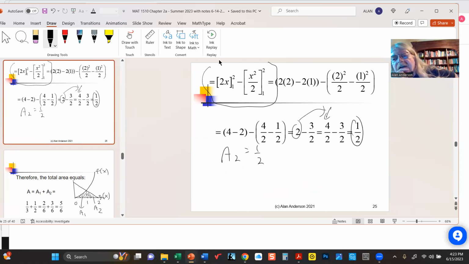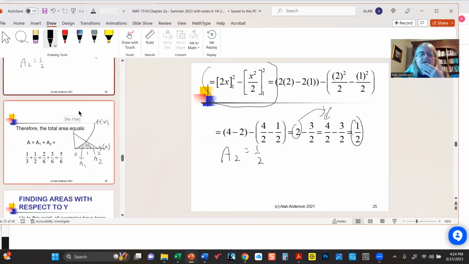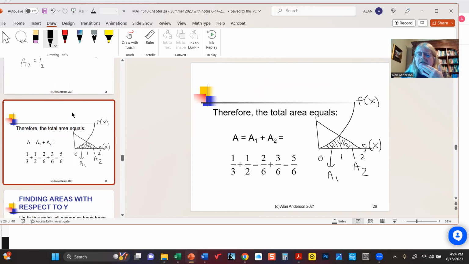Okay, now we just add it together with A1, and the total area that we're actually interested in is the sum of A1 plus A2. All right, so there it is again. This time, I guess I should have used red to be consistent here. You get the idea.